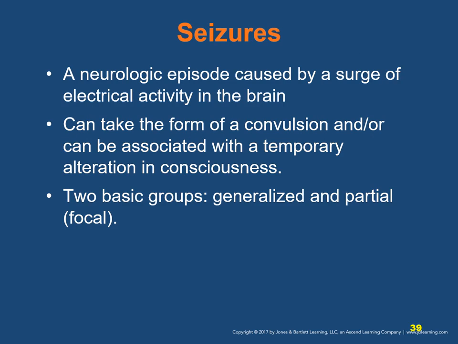A seizure is a neurologic episode caused by a surge of electrical activity in the brain. It can take the form of a convulsion characterized by generalized uncoordinated muscle activity and/or can be associated with a temporary alteration in consciousness. In the United States, it is estimated that 2 to 3 million people have epilepsy, which is a common cause of seizures. Seizures are classified into two basic groups, which are called generalized and partial or focal.